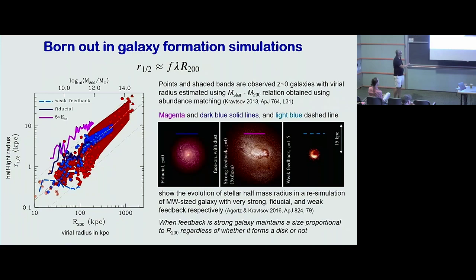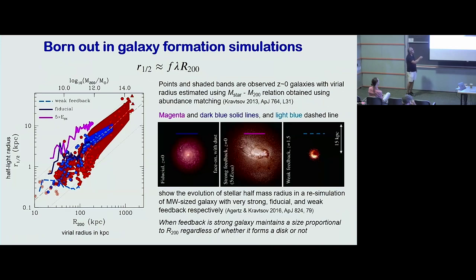sizes are compared to the virial radius, where the virial radius is derived from halo mass, shown here, and the halo mass is derived from stellar mass using abundance matching, which by now I probably don't need to explain because it's pretty standard. But if you do that, you'll find that sizes are roughly linearly correlated with virial radius. This hides a lot of detail, but on average this holds.